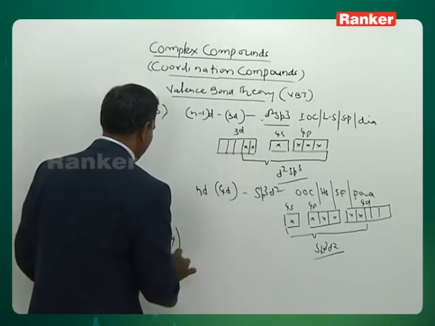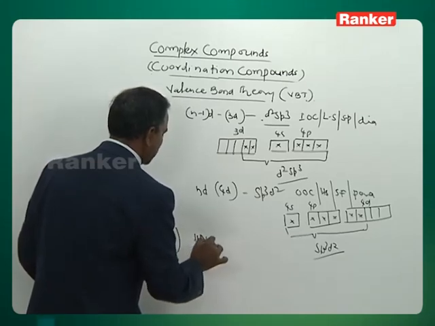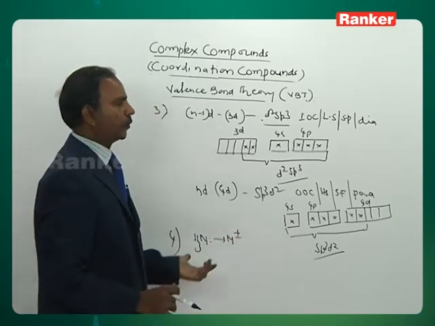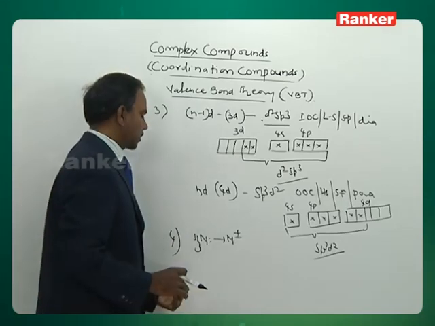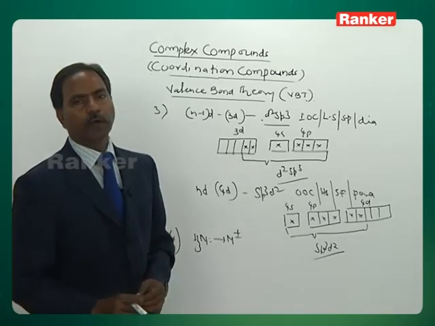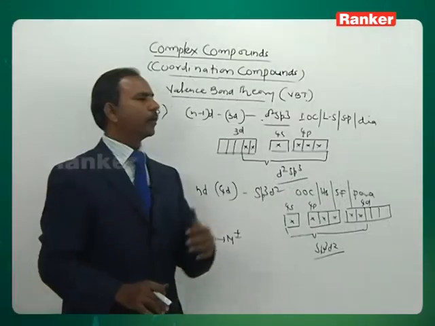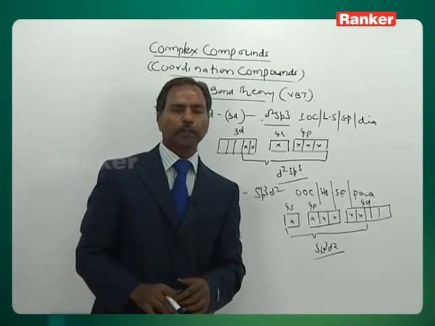Next, last postulate what we can say, according to this particular theory, a ligand molecule should carry at least one lone pair of electrons for bonding. According to this particular theory, a ligand molecule should carry at least one lone pair of electrons for bonding. These are some important postulates of this valence bond theory.